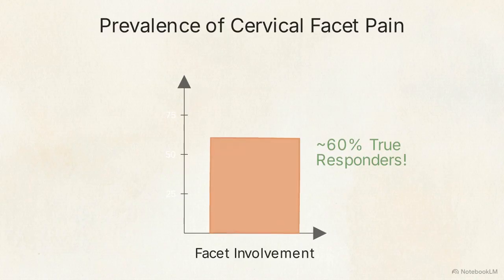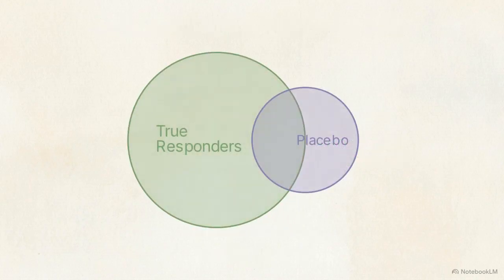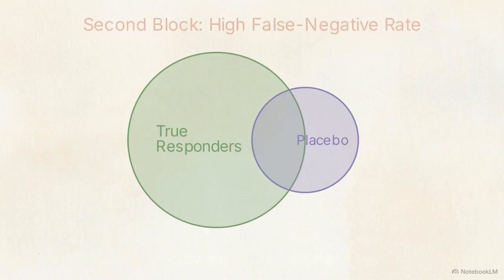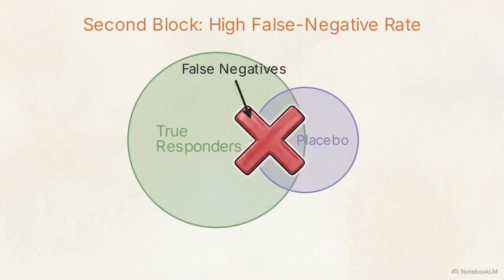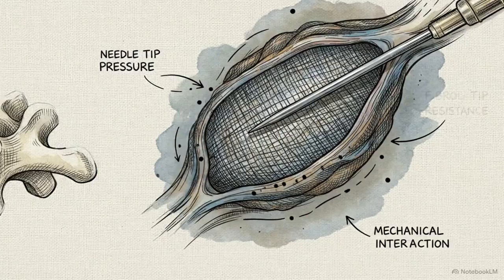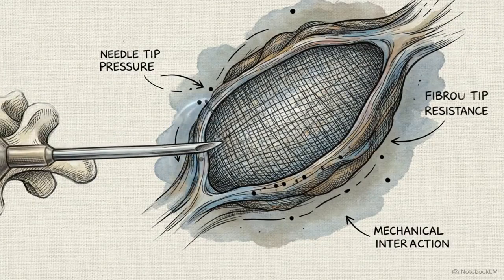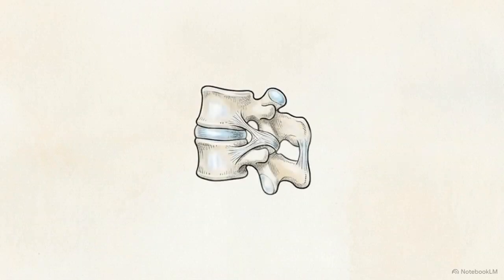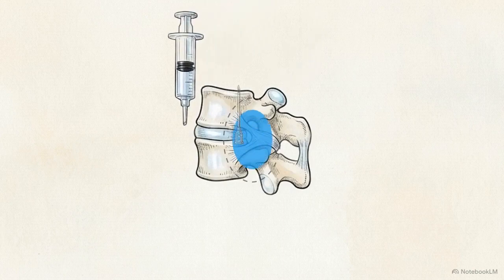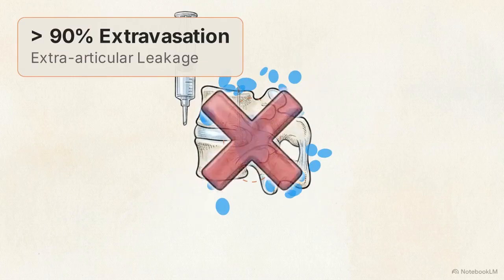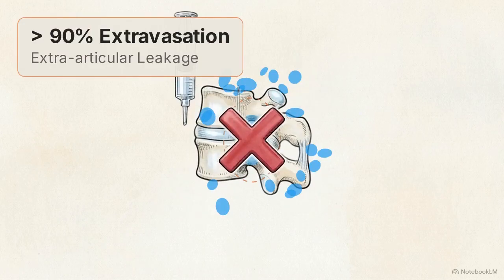Because the baseline prevalence of cervical facet pain is naturally high, requiring a second block drastically increases the false negative rate. It eliminates true responders alongside placebo responders, ultimately denying valid patients access to effective treatment. The medial branch block is also preferred over trying to inject steroids directly into the facet joint capsule. Intra-articular injections have a high technical failure rate, with over 90% of procedures resulting in extra-articular extravasation, where the fluid simply leaks outside the targeted joint space.